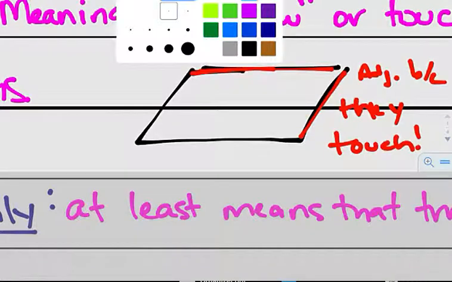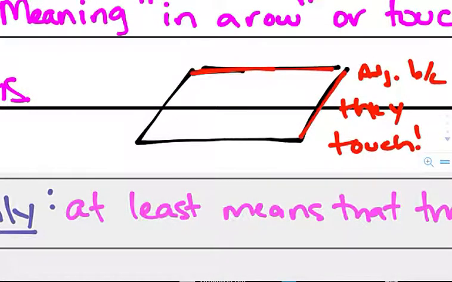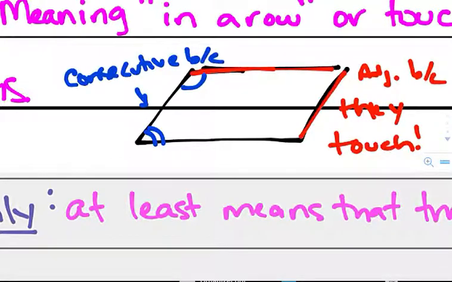But you can also have consecutive angles. Now, it doesn't really make sense to say adjacent angles in this context because they're not touching. But if I'm talking about consecutive, I'm talking about this angle and that angle. We consider these consecutive because they're in a row. So adjacent is really the side length part of it, and consecutive is the angle part of it. But in the end, they mean the same thing. It's just boom, boom, in a row.